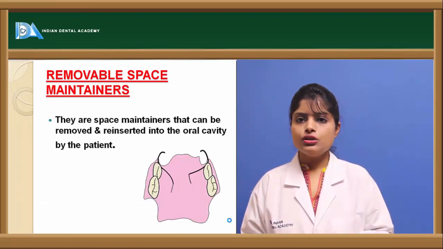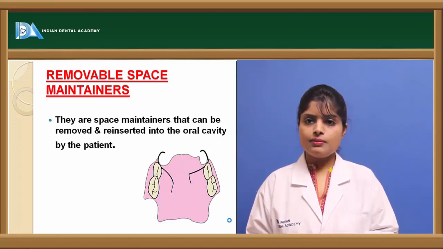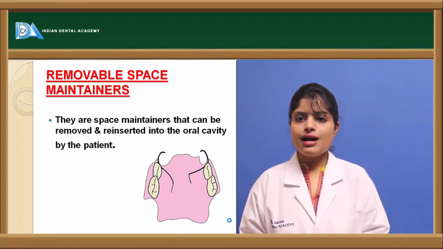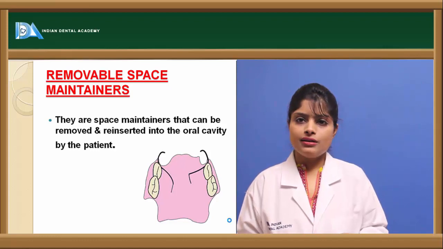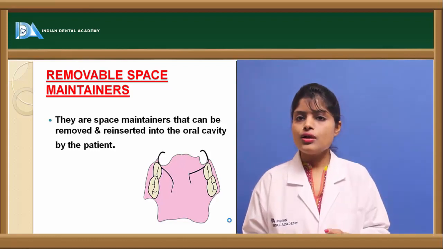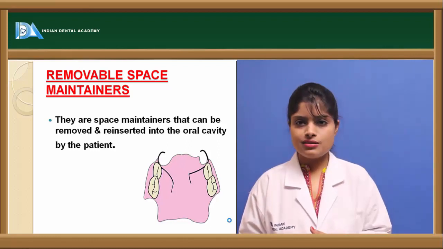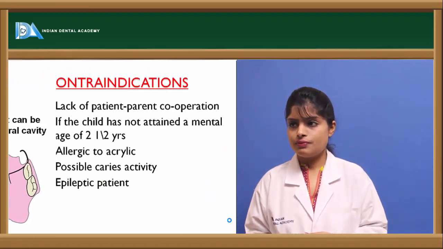Now coming over to the removable type of space maintainers. These are the particular type of space maintainers which can be removed and reinserted in the oral cavity whenever required by the patient. The maintenance of oral hygiene is also proper in the case of removable type of space maintainers, but it all depends on the cooperation of the patient.